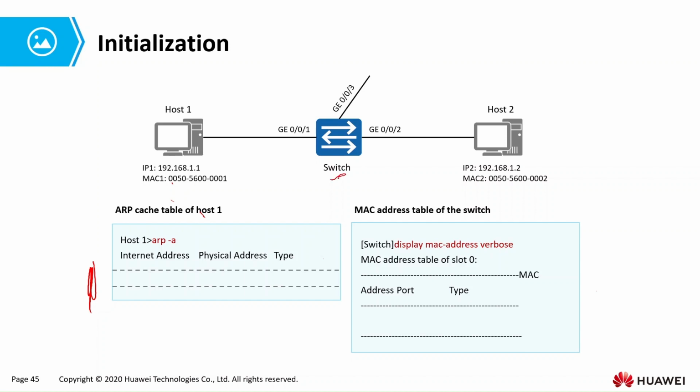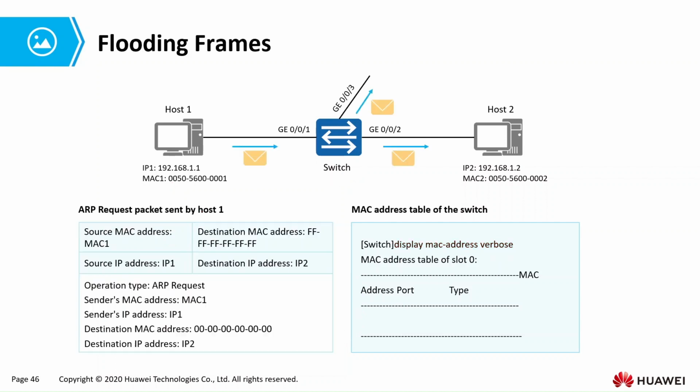Then your switch, you just powered it on. So basically it is still in the initial state. You also don't have any entry in your MAC address table here. So how do you view the MAC address table? You will use display mac-address. Okay, the next thing, what happens?